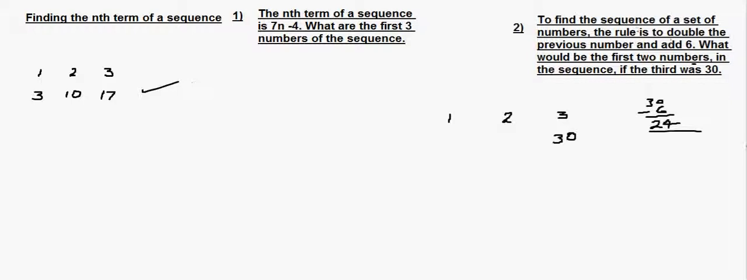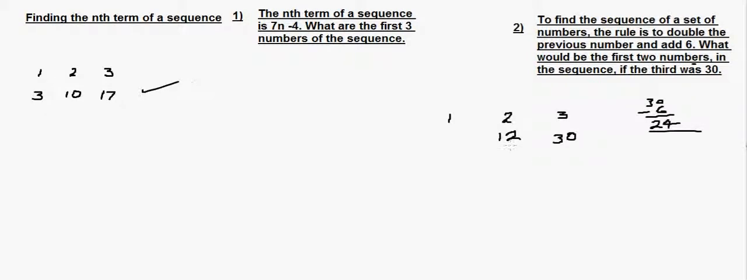And they say that you double the previous number. So if I'm going backwards, I must half this number. So 24 divided by 2 would be 12. Now we can check this. Double the previous number and add 6, so double 12 is 24 and add 6 does give us 30. Okay, so all we're doing is reversing the rule.